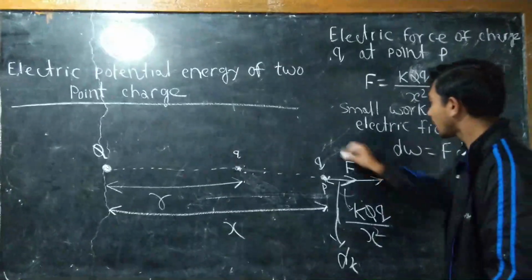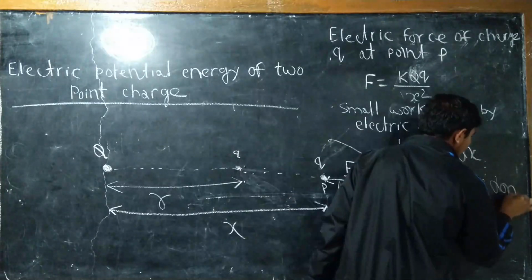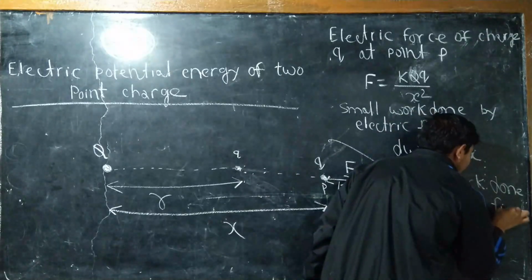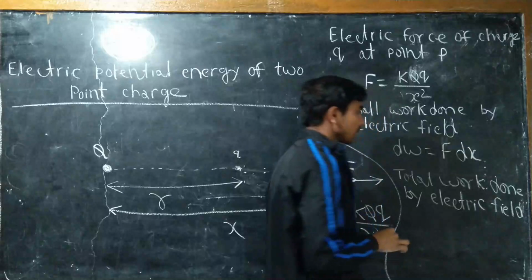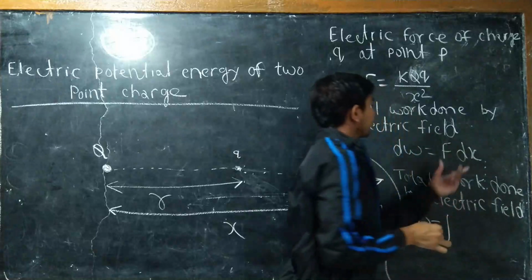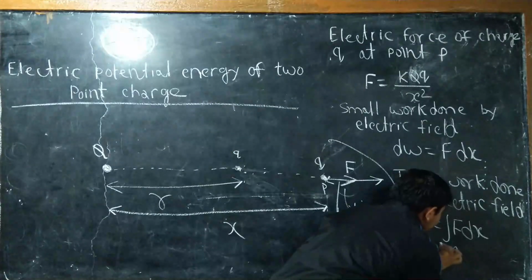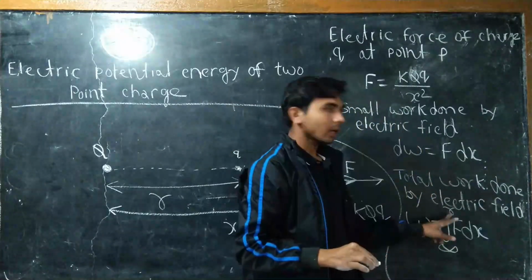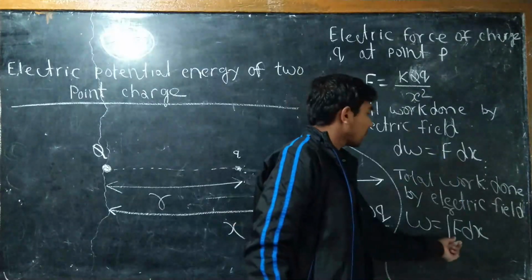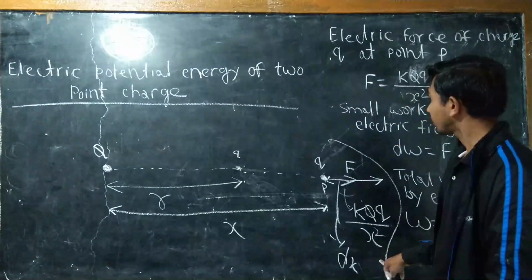Similarly, we can write the total work done by the electric field. The total work done by the electric field is W, and that W is the integration of F dx, where the lower limit is infinity and the upper limit is R, the point where I bring the charge. Now the value of F is known to you: F is equal to KQ by x squared.